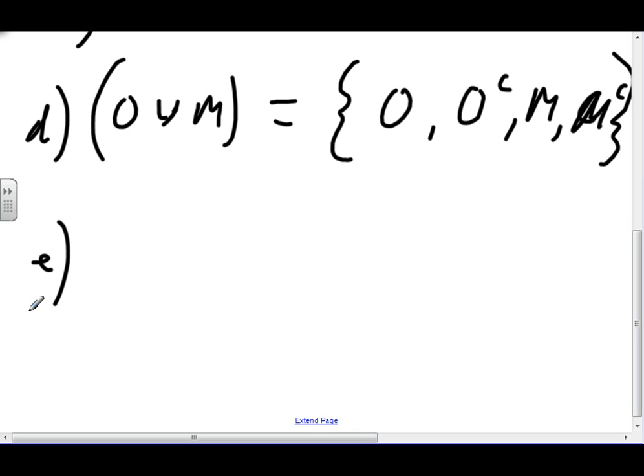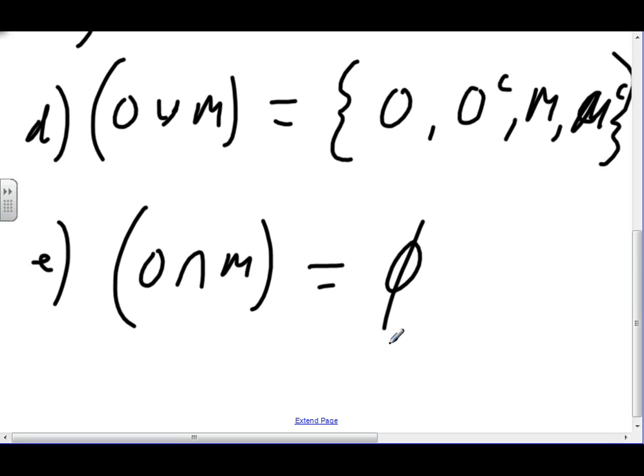List the sample points of the intersection of the events. There's no intersection of the events. There are two separate events that are on their own. Are the events O and M mutually exclusive? Yes, because you can't have one without the other. They have nothing to do with each other.